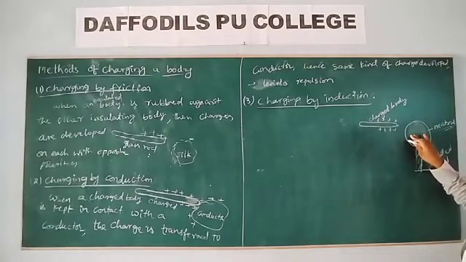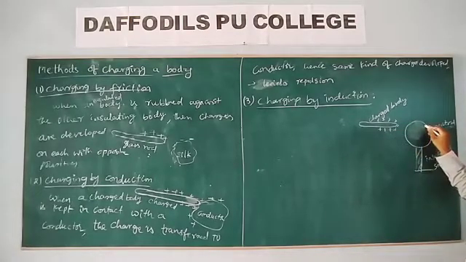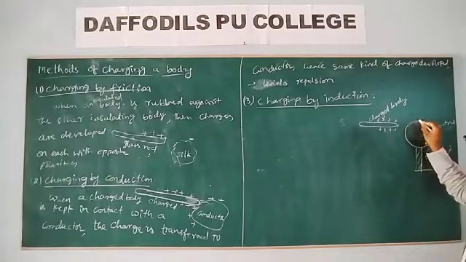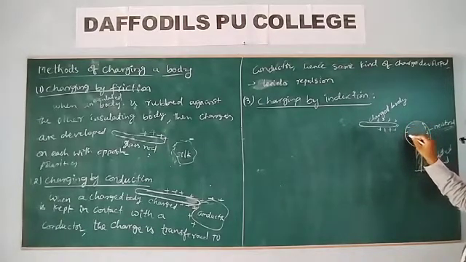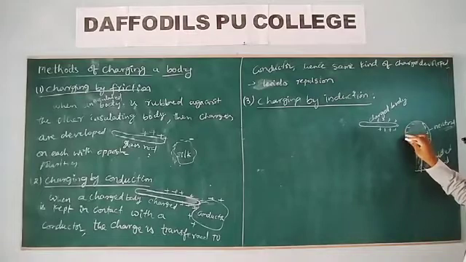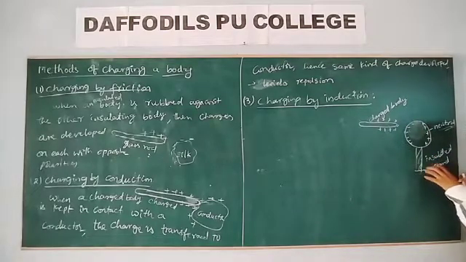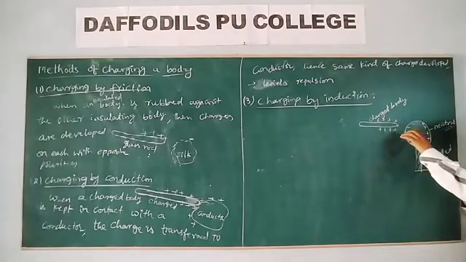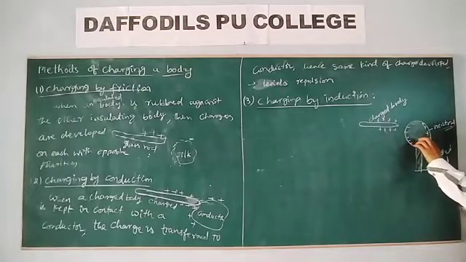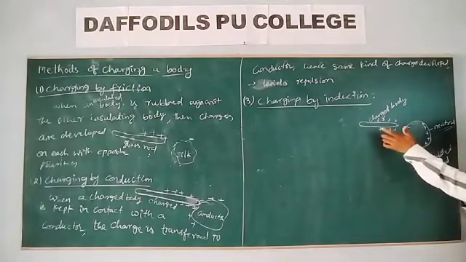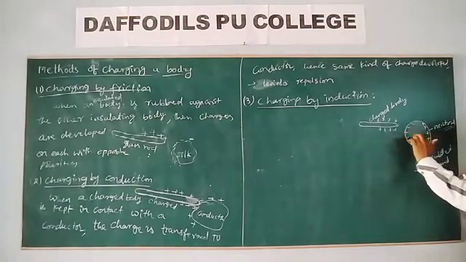How will they be separated? Positive charge will repel the positive charge, whereas negatively charged bodies are attracted. So what is happening here? When a charged body is kept nearer to a neutral conductor, similar charges are developed on the farther end, whereas opposite charges are developed on the nearer end.